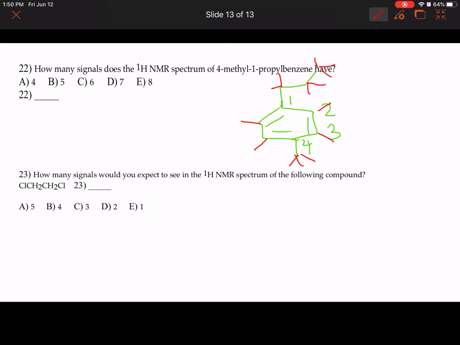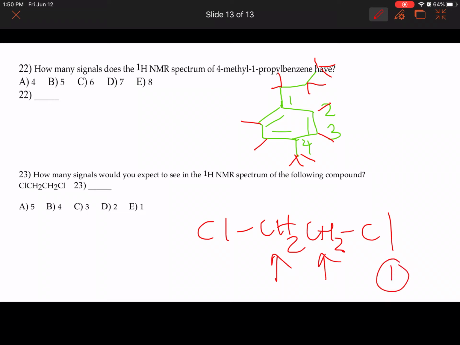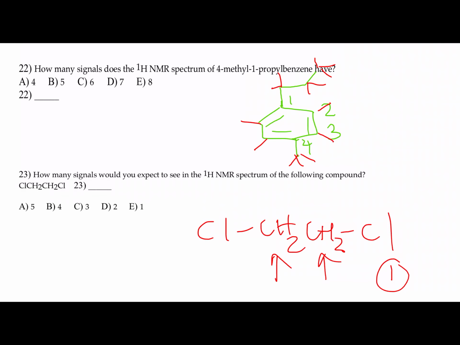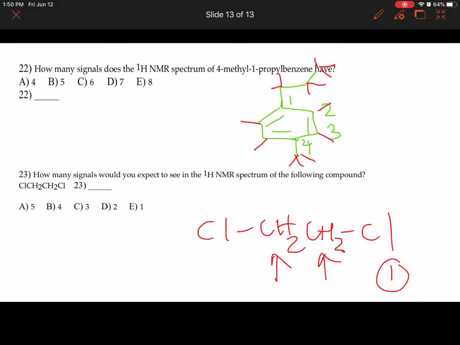How many signals would you expect to see in the proton NMR of the following one? We have Cl, CH2, CH2, Cl. Now you know these two are chemically equivalent. They would not be in two different environments. So it would be only one peak. Okay. I hope this helps you guys.